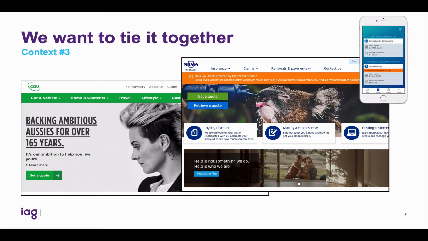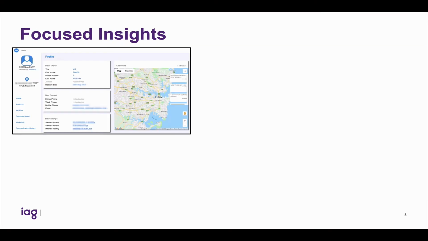This is our website with our famous koala picture. And so this is really saying here's where we can support those digital journeys both on mobile and on the website. And so what does this give us? It gives us focused insights.